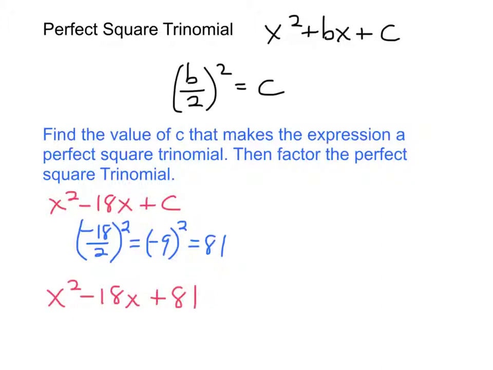Now we know this is a perfect square trinomial, so it has to factor into the square of some binomial that starts with x. And the number that comes after the x will always be 1/2 of this middle number, negative 9 in this case. Notice that's the same number we got up here, but before we squared it. So it's going to be minus 9.